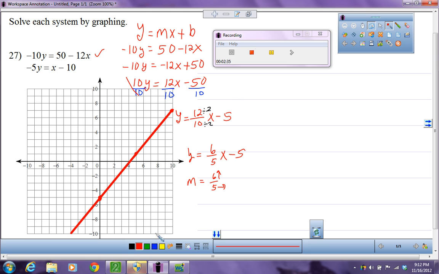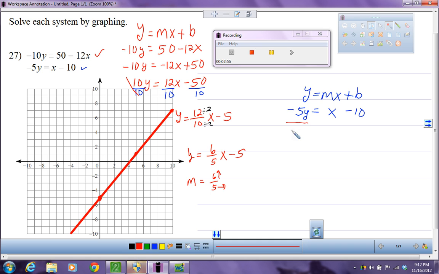And then we have the blue one here. I'm now doing blue, the second equation. Again, if I follow my model, y equals mx plus b, I have negative 5y, x minus 10. These are in the correct order. They are in the correct place, so basically just the number in front of the y.